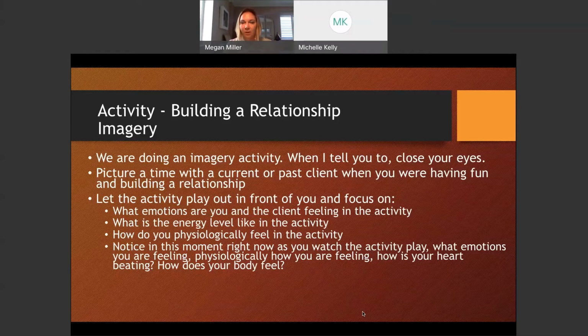And then I also want you to notice yourself sitting here watching this activity play out, how you're feeling, what emotions are you feeling? Physiologically, how are you feeling? How is your heart beating? How does your body feel? And I'm going to stop talking for about 15 seconds and let you just really notice all of these things.